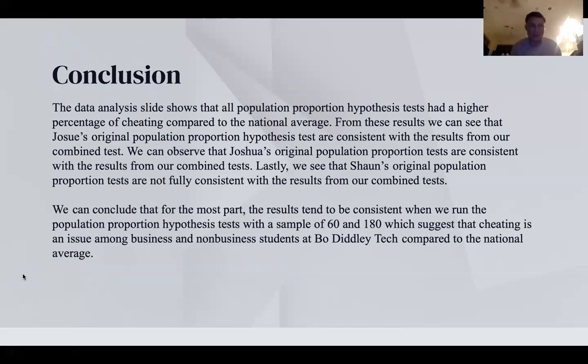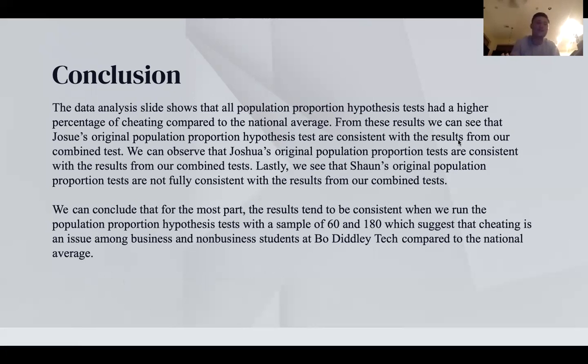So basically, running back over things, the data analysis slide shows that the population proportion hypothesis test had a higher percentage of cheating compared to the national average at Bo Diddley Tech. Going back to the original hypotheses, Josue's and Joshua's original proportion tests are consistent with the combined test, that the national average is lower than the one occurring at Bo Diddley Tech, while my results had higher cheating in 2 out of the 3 categories, while the Bo Diddley Tech business athletes had a lower percentage of cheating.